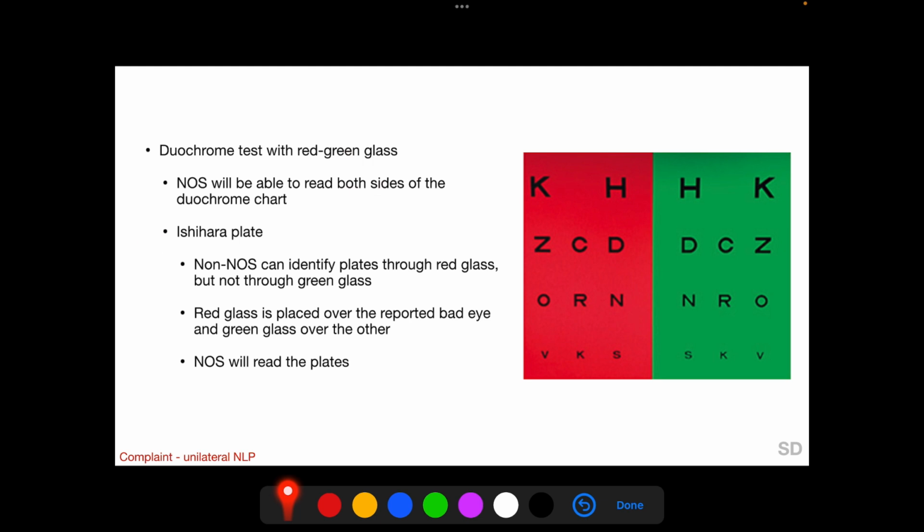Duochrome test can also be done with Ishihara plates, and a non-NOS normal subject can identify Ishihara plates through the red glass but not through the green glass. So the red glass is placed in front of the reported bad eye and the green glass is placed in front of the other, and with such an arrangement the NOS will read the plates, which a patient with unilateral NLP should not have been able to do.